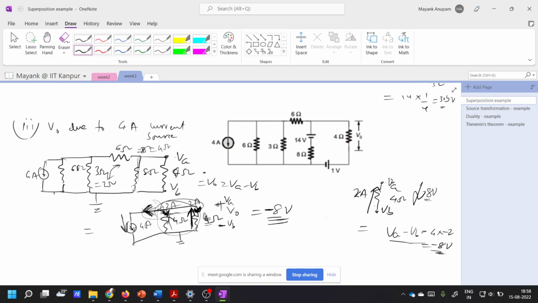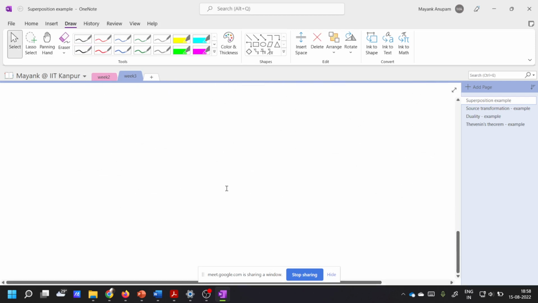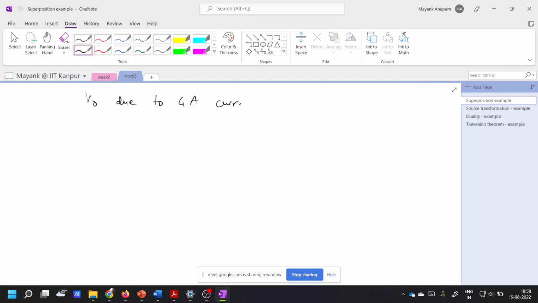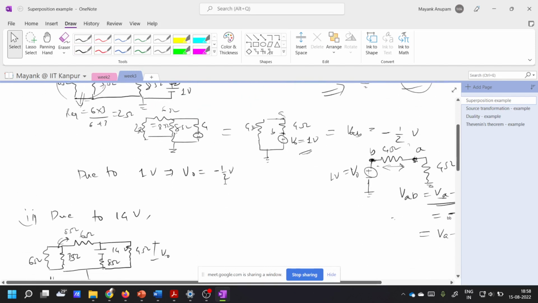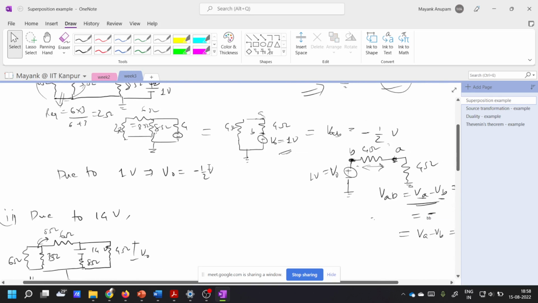Right. So now that we have done this, tell me what is the total voltage. Let me write it here. V naught due to the 4 ampere current source is equal to minus 8 volts. V naught due to the 1 volt voltage source, how much was it? It was minus half volt.